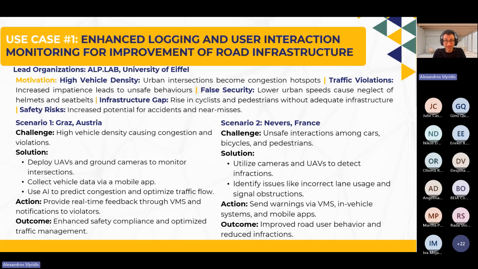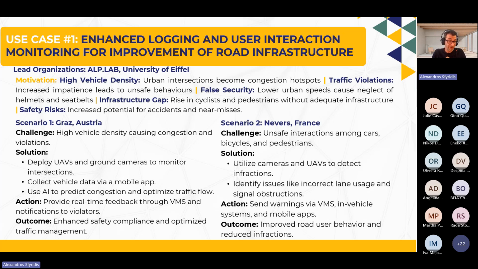Also, many drivers in urban environments, potentially because of low speeds in these environments, neglect the use of helmets and seatbelts, while in mixed environments such as urban ones, there are many cyclists and pedestrians that are looking to use the infrastructure, but it's not adequate for them. So all these lead to potential safety risks for all road users, such as accidents or near misses.